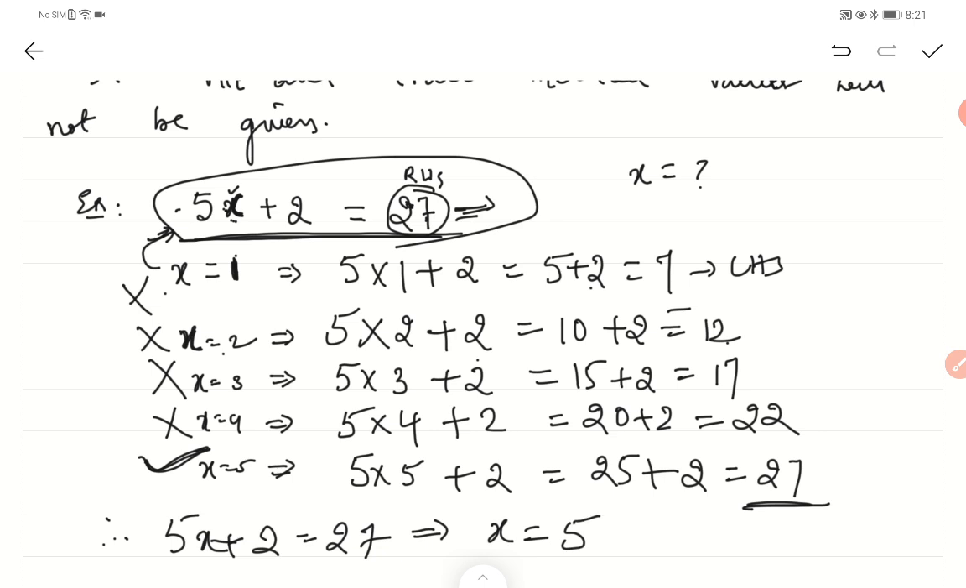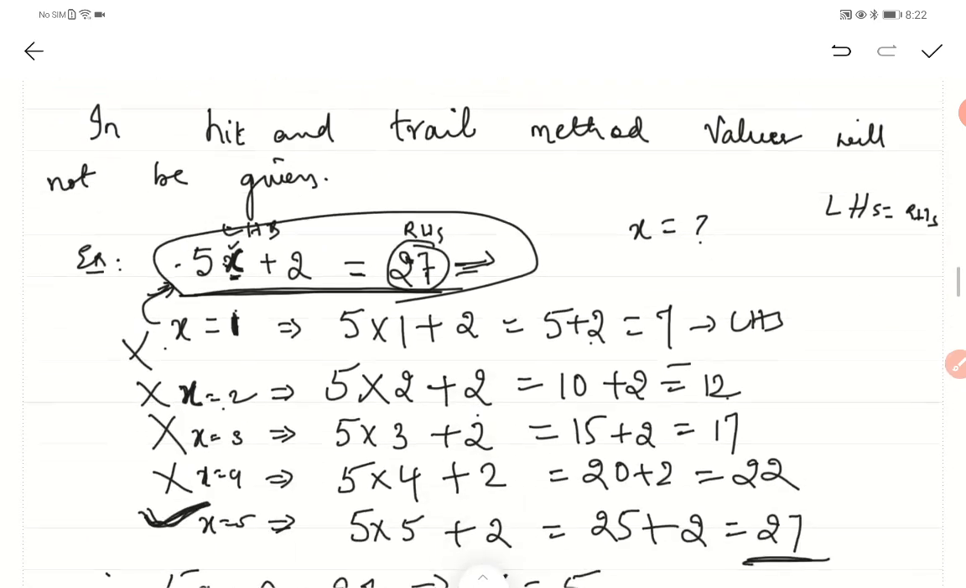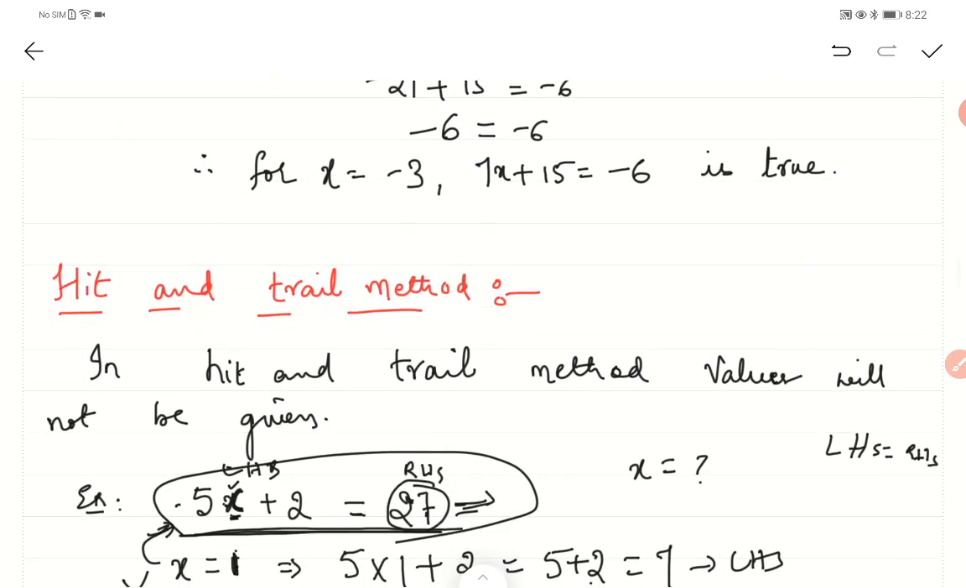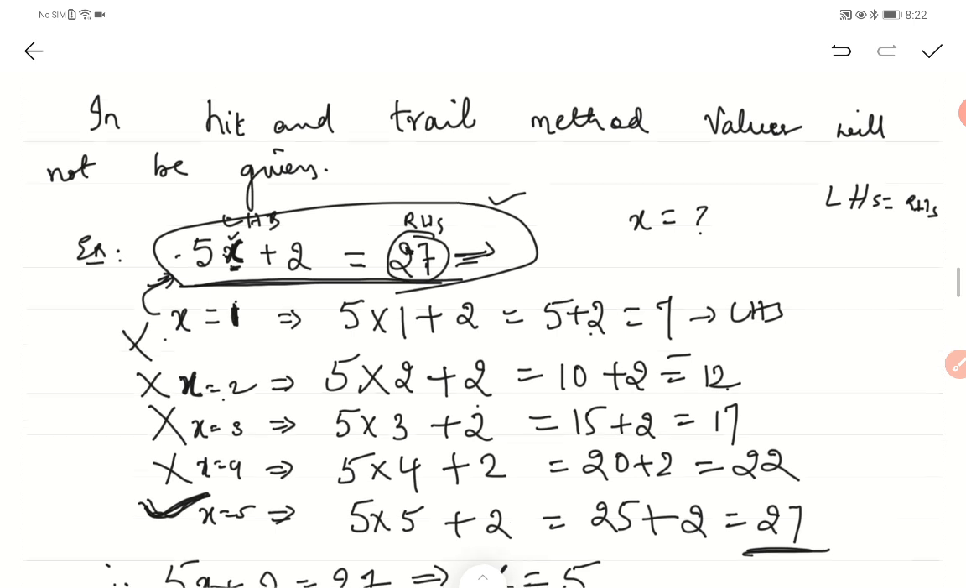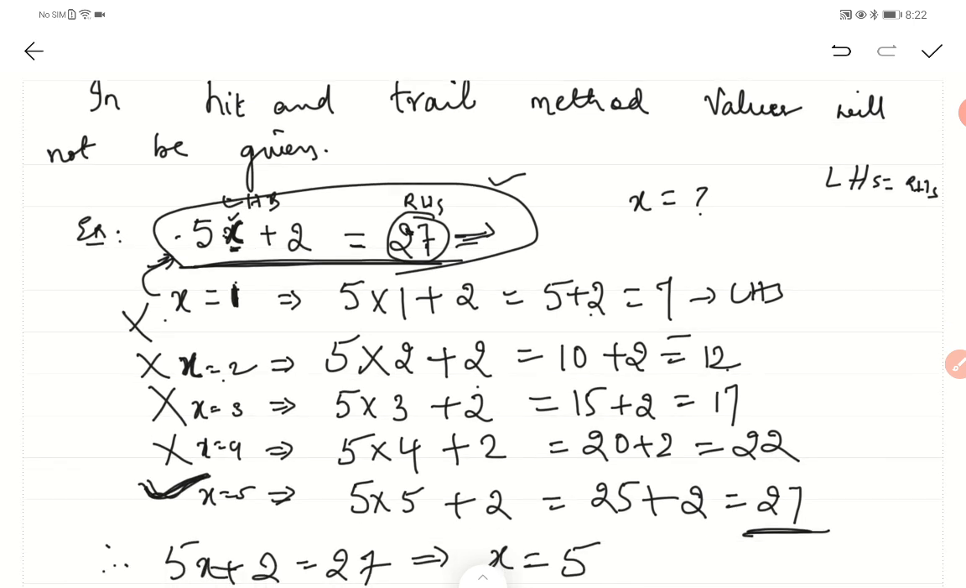Okay, so this is called the trial and error method. You are trying to put some values of x so that you can see that you will get LHS equal to RHS, then you will say that this value of x is true. So for x equal to 5 we got LHS equal to RHS, isn't it? This is the hit and trial method. So in this way, whenever some equation is given, they will ask you to find the value of x by the hit and trial method.